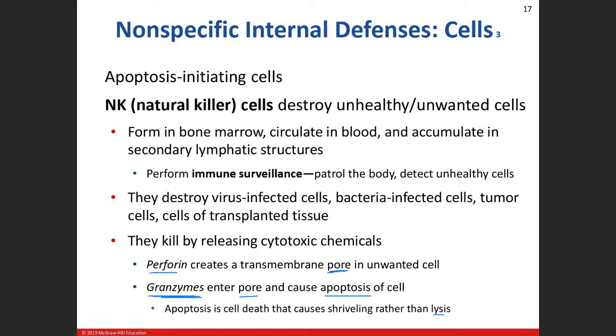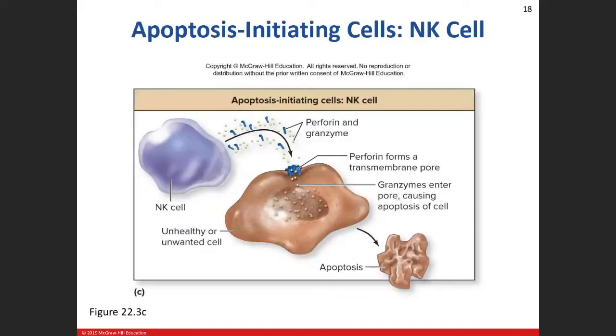It actually shrivels up. It kind of does the opposite of what you would think. So it causes a shriveling phenomenon. Let me show you a nice picture here. Here is your natural killer cell, and here's the unwanted or unhealthy cell. It first releases these perforins, and they form these pores or holes, so the granzymes can get in and just destroy the internal part of that cell.